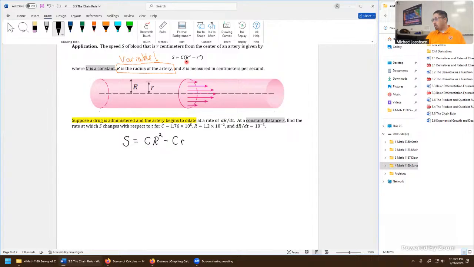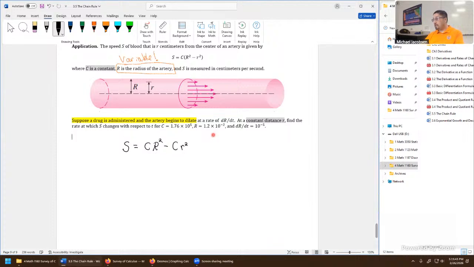minus C times lowercase r squared. But this is a total constant right here. It'll go to 0 when we differentiate it. And this is a constant times a variable, much like x to the power 2. When we differentiate this, we'll just get 2 times C times R to the power 1.